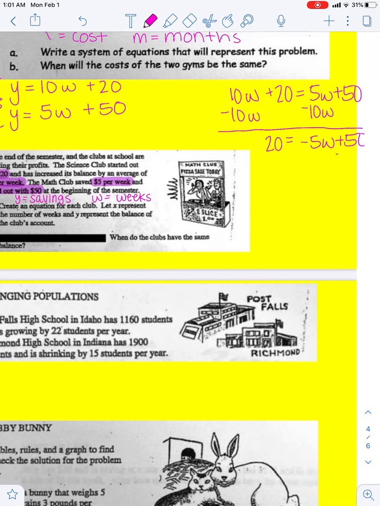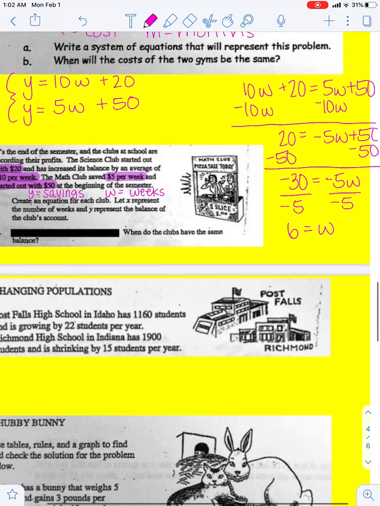From here, I'm going to subtract 50 from both sides. And that will give me negative 30 is equal to negative 5W. And I will divide by negative 5 on both sides. And that will show me that 6 is equal to W. So they will have the same amount of money after 6 weeks.